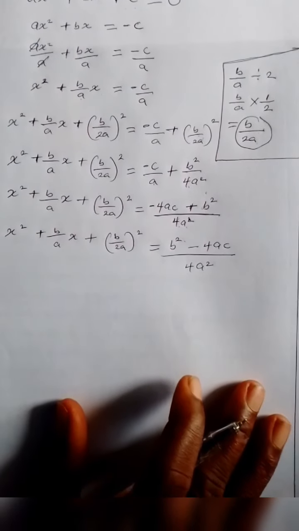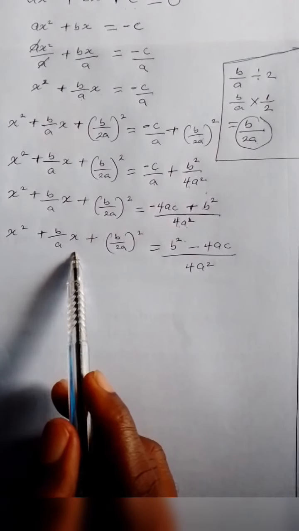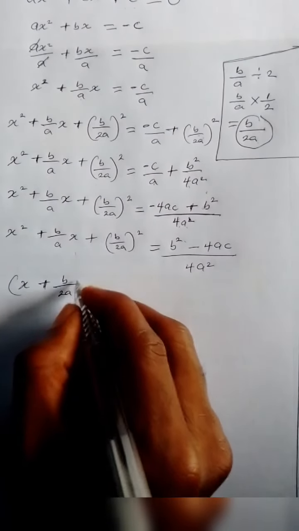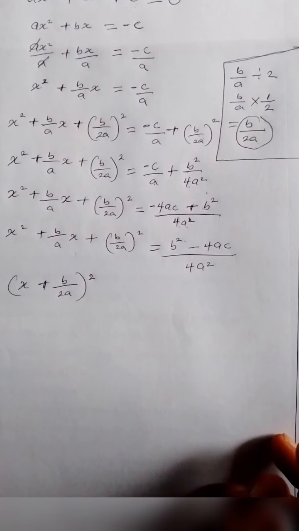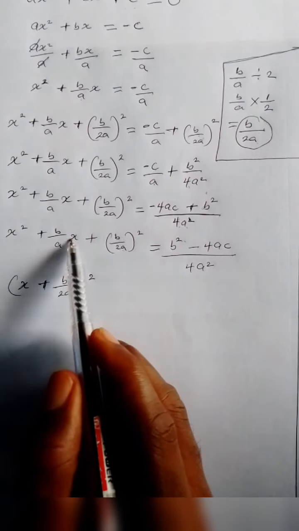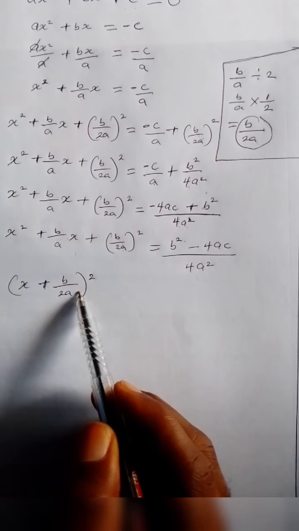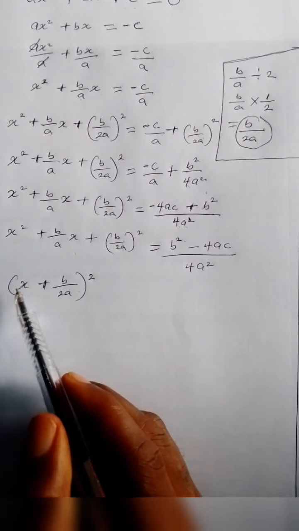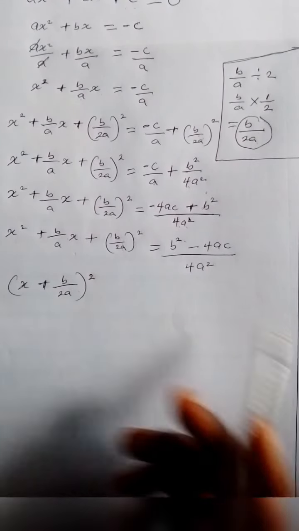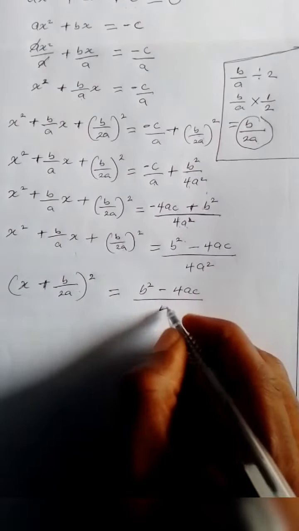Alright. The next rule says factorize. So we are going to factorize the left hand side of the equation. When you factorize this, you have (x plus b over 2a) all squared. How? Because b over 2a is the half of the coefficient of x, and it is being squared. So when you have it like this, definitely you have your factorized form to be (x plus b over 2a), everything all squared. You can open the bracket to check, which is equal to b squared minus 4ac over 4a squared.